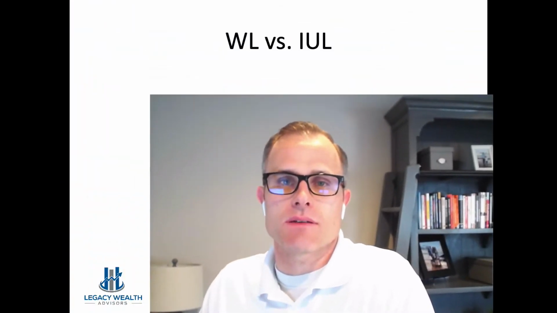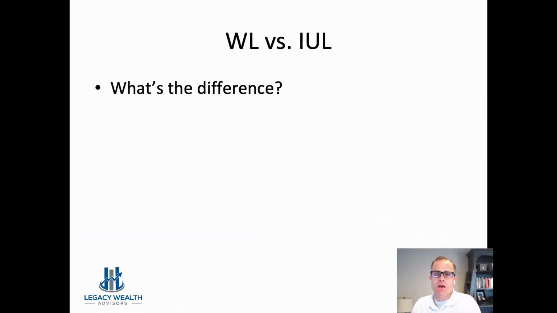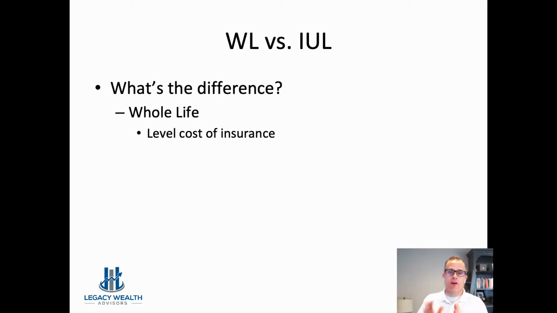So today I'm going to talk about the difference between a whole life policy and an index universal life policy. So the first question is, what's the difference? A whole life policy, the cost of insurance is level, meaning that they're going to determine how much it costs to insure you from today until mortality.